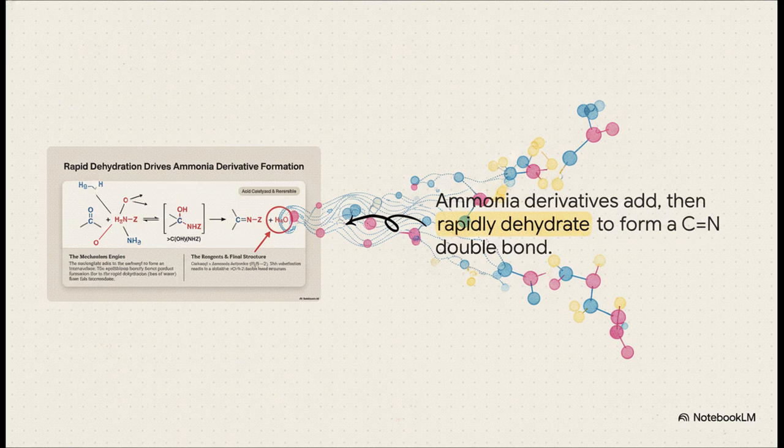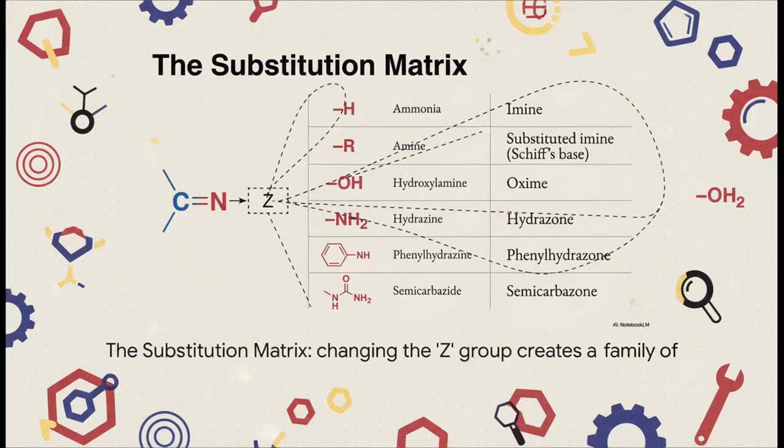But here's the twist. The intermediate that forms is unstable in a different way, and it immediately gets rid of a water molecule. So you get an addition, then a loss of water, and you end up forming a stable carbon-nitrogen double bond. And the possibilities here are just massive. Just look at this. By simply swapping out that little Z group on the ammonia derivative, you can create a whole family of different products. Things like imines, oximes, hydrazones. It's like having a molecular toolkit where you can just swap out the attachments to get a different result.